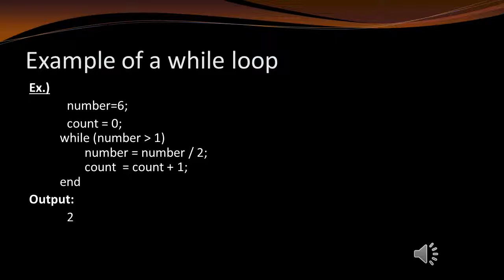The action of the loop defines a new value for the variable number so that the number will be divided by 2 each time it passes through the loop. The second action of the loop adds 1 to the count variable each time it passes through the loop so that MATLAB can count each time the loop is performed.